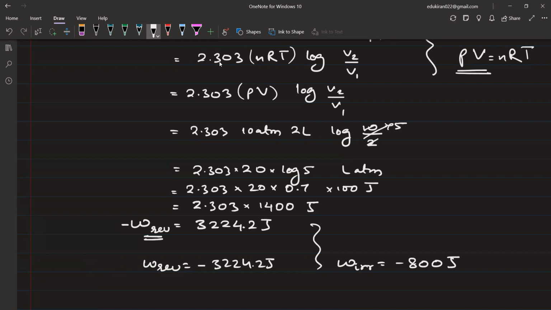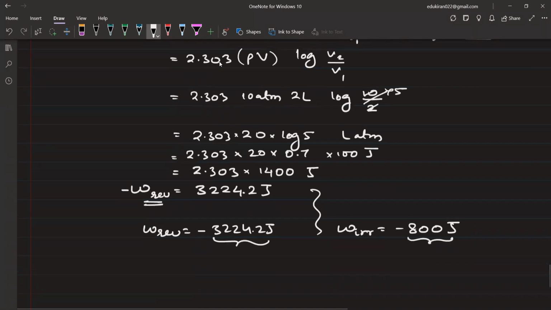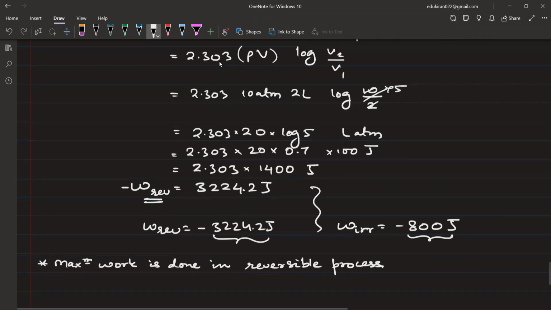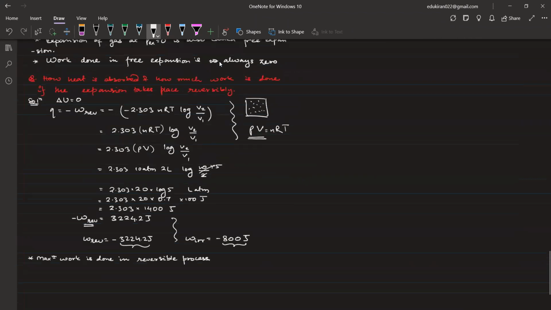Okay, so minus sign just tells you whether it is the work done by the system or on the system. लेकिन system ने यहाँ पे in the reversible manner it did 3224 joules of work, and here it did only 800 joules of work. Okay, so in this case we can write: maximum work is done in a reversible process. In reversible process, you will always have the maximum work. Okay, it will always be greater than the irreversible work. Please write this down.